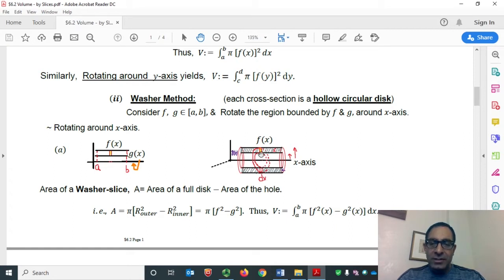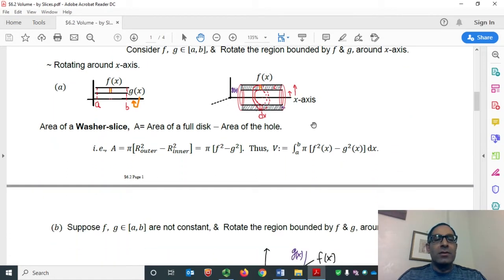Our cross section is a hollow circular disc. So first let's find the area of this hollow circular disc and then integrate. So the area of a washer slice is the area of the full disc minus the area of the hollow. So we are only rotating this piece, which means I need to throw this hollow part out.